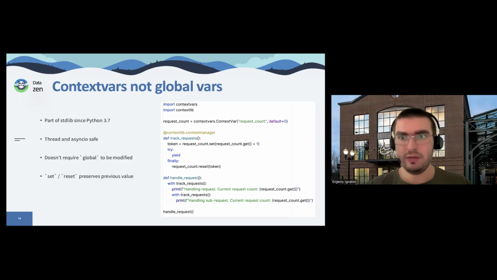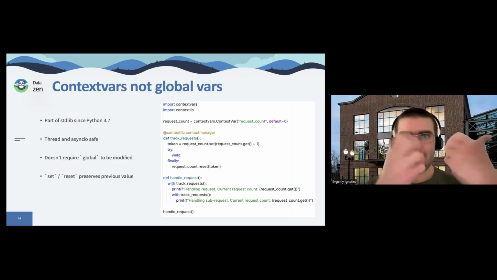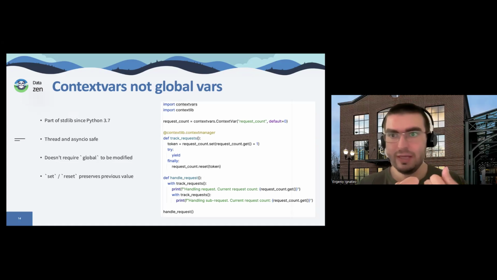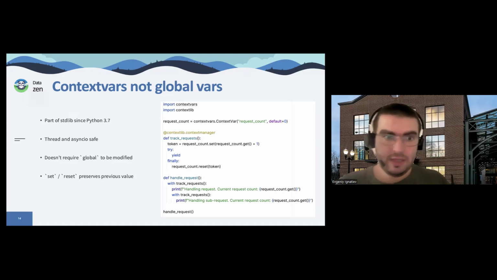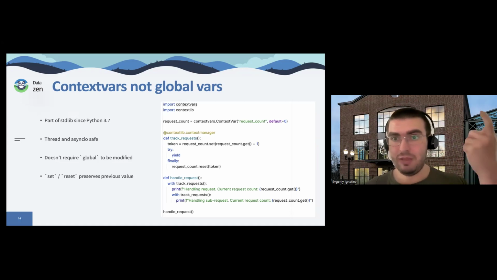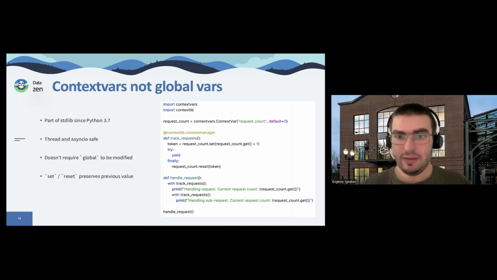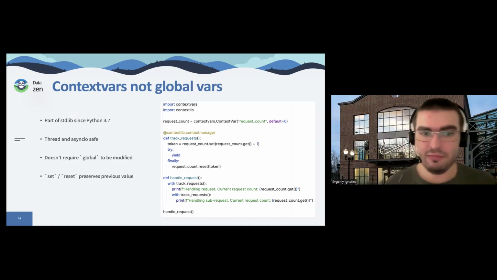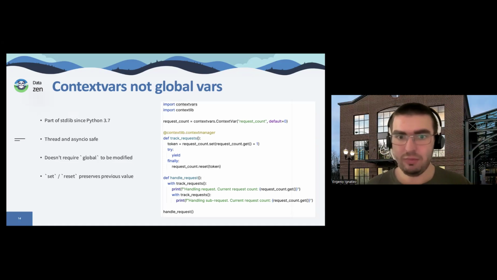And actually, context vars were created originally as an extension of async IO variables that should have been async IO safe, similar to the thread safety of thread locals. They don't require the global keyword to be modified. Of course, there is a price. There is a more complex API than with global variables, but it is also more comprehensive.